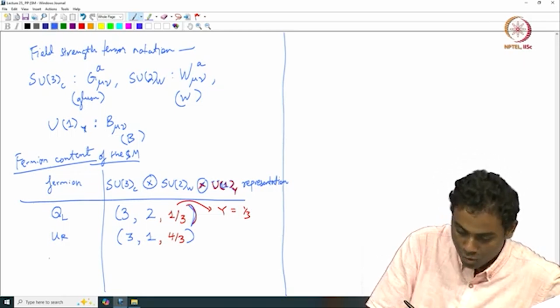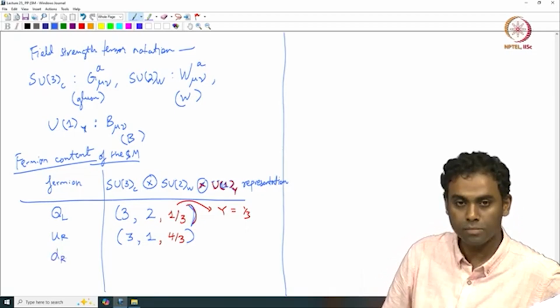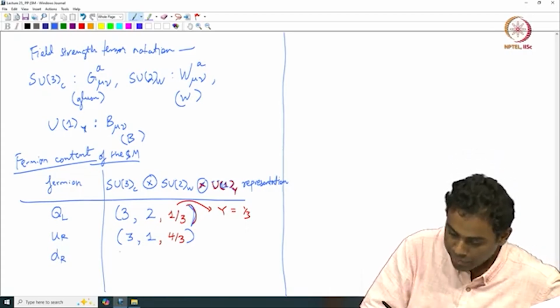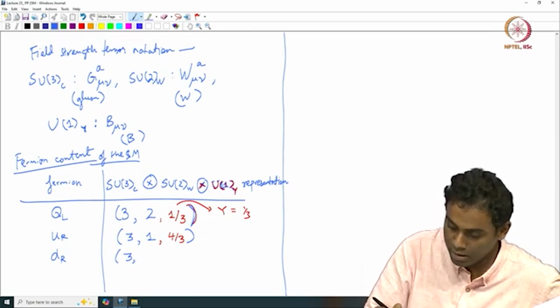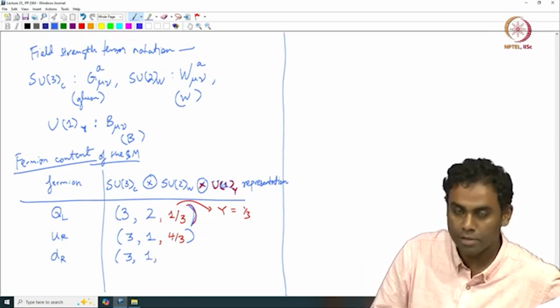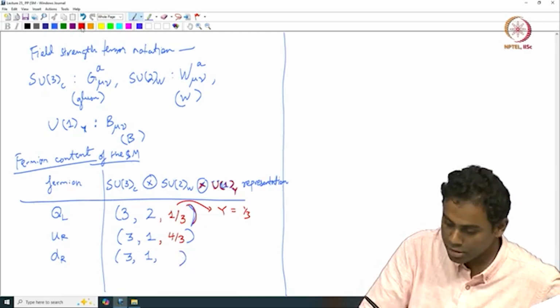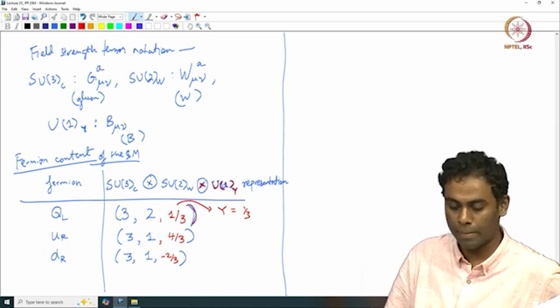Okay, what else? Is there any other kind of quark? There's a down quark which is right handed. Since it's a quark, it is also charged as a triplet under SU3. It is also a singlet under the SU2, and I'm going to assign a hypercharge of -2/3.